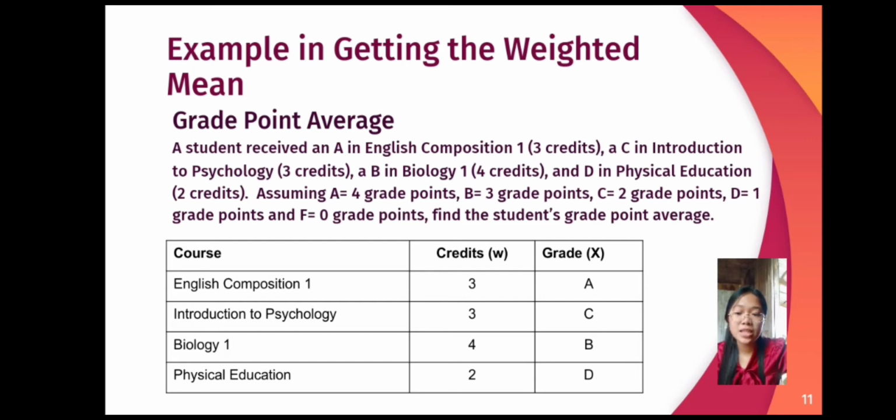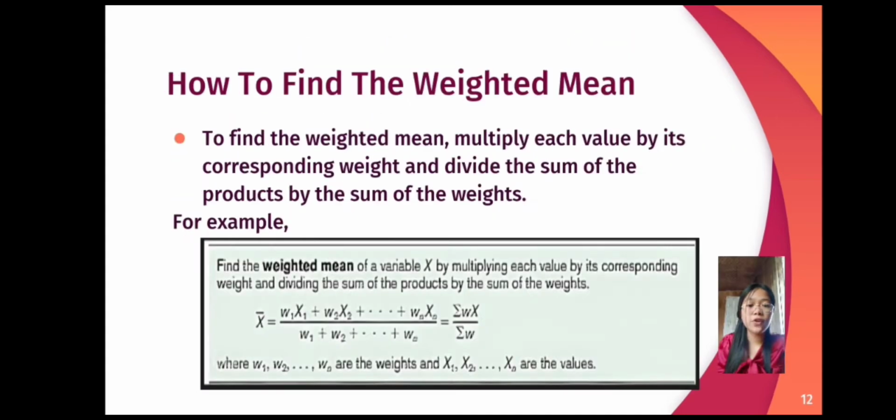Assuming that A is equal to 4 grade points, B is equal to 3 grade points, C is equal to 2 grade points, D is equal to 1 grade point, and F is equal to 0 grade points. Find the student's grade point average. For example, we'll find the weighted mean of a variable x. We'll use the formula summation of W times X over summation of W.